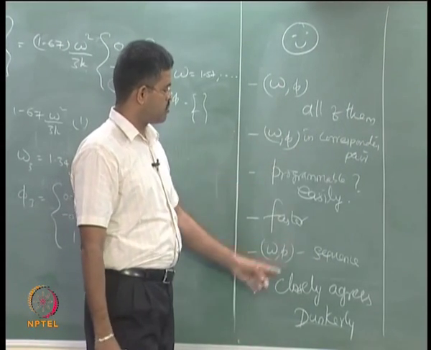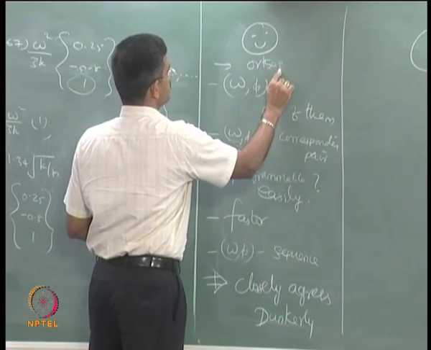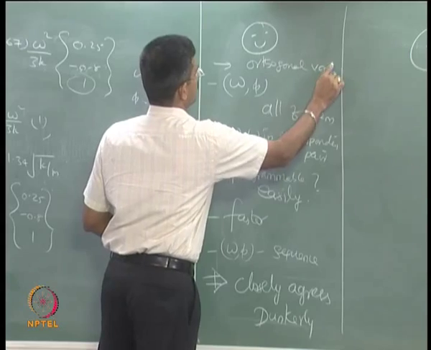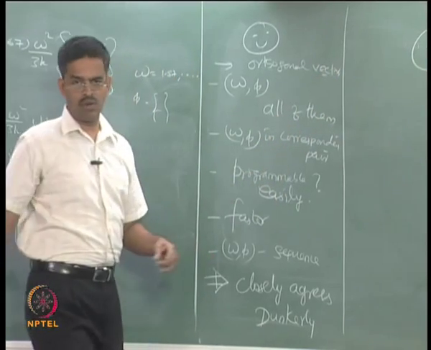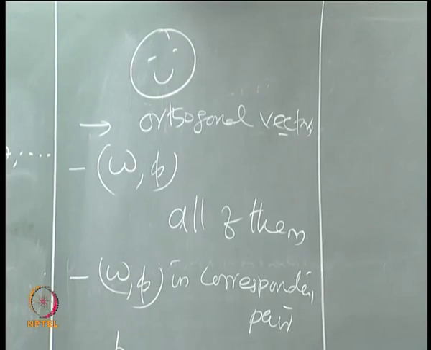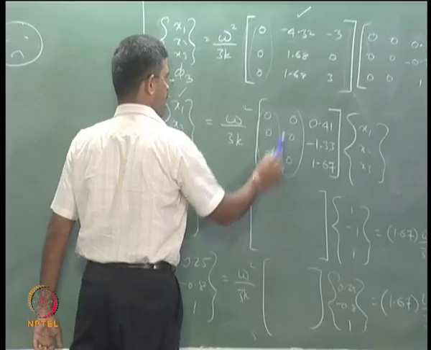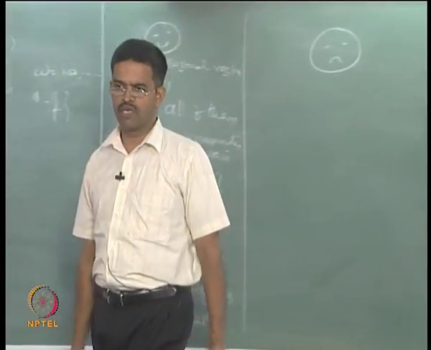Though I do not have space to write the happy part, I have one more point here. It gives me orthogonal vectors. Eigenvectors are orthogonal because I made them orthogonal. Why are we making them orthogonal? To make the matrix multiplication simple, okay. That is the reason why we are making them orthogonal.